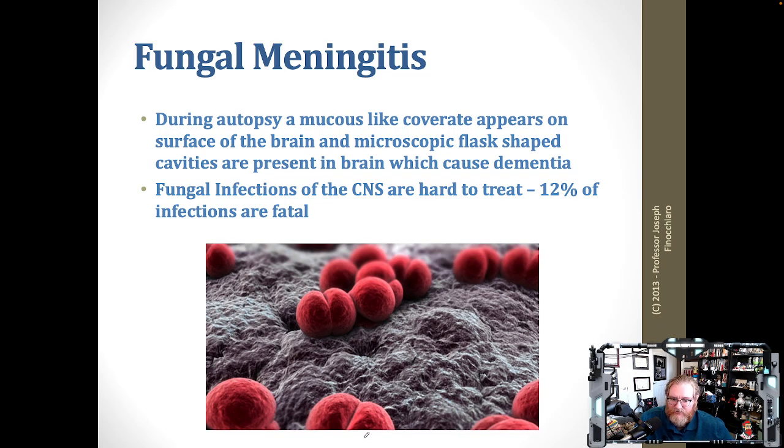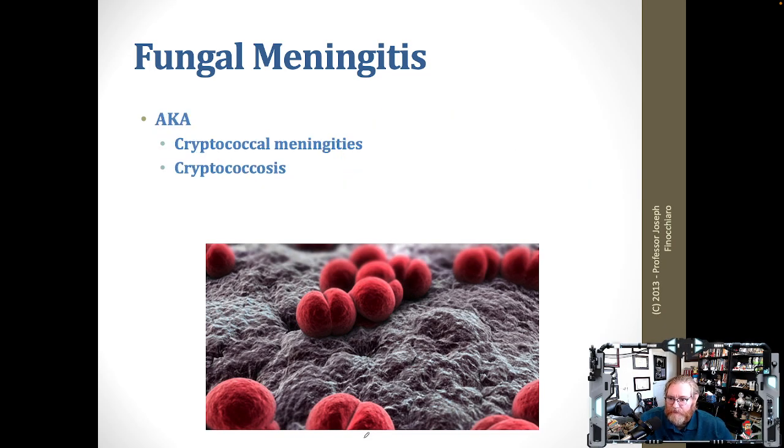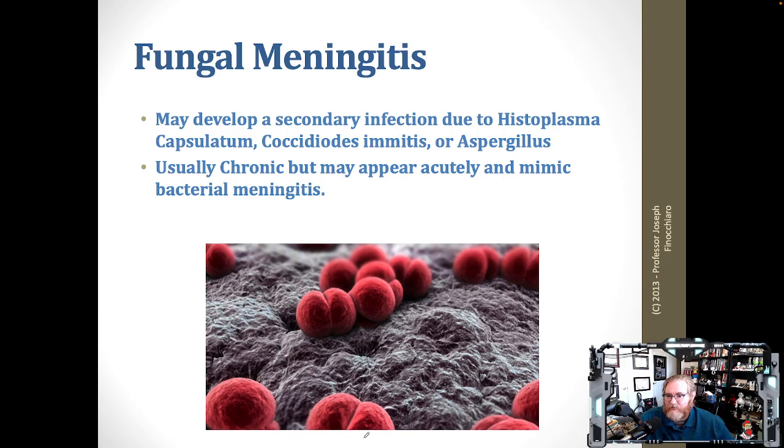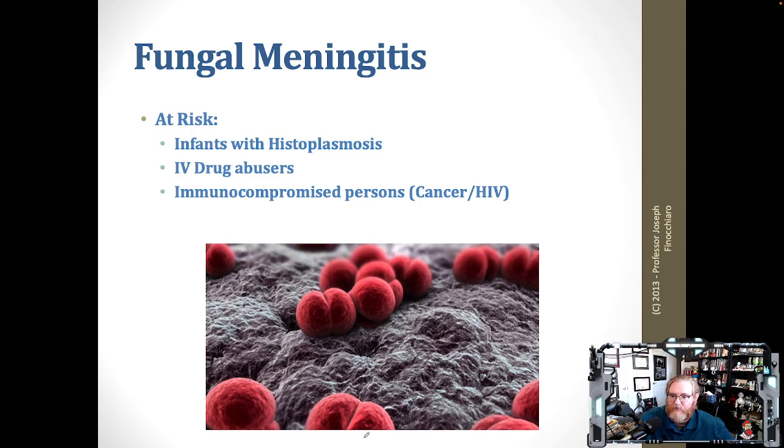12% of infections are fatal. This is also known as cryptococcal meningitis and cryptococcosis. This may develop a secondary infection due to Histoplasma capsulatum, Coccidioides immitis, or Aspergillus, usually chronic but may appear acutely and mimic bacterial meningitis. People at risk are infants with histoplasmosis, IV drug abusers, and immunocompromised persons.